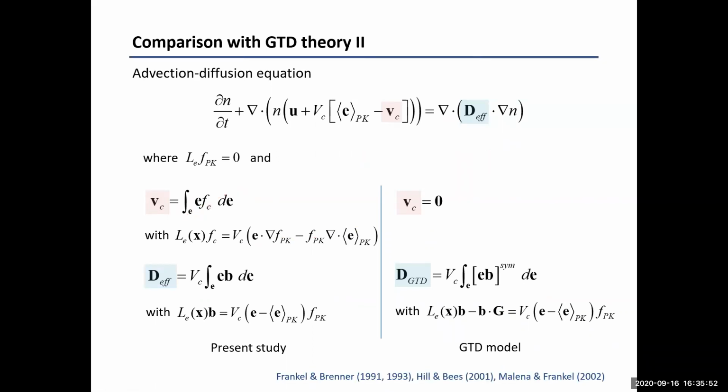On the other hand, if you now consider uniform shear flow, like the one developed in the original model of Frankel and Brenner and other people, you will see that the VC goes away because this FPK is still independent of space, and then this becomes zero, and these two models seem to be similar. But actually the GTD model had this extra term, which was the source of the singularity problem. In our case, we don't have that. So as long as this LE operator behaves well, everything is okay, numerically.